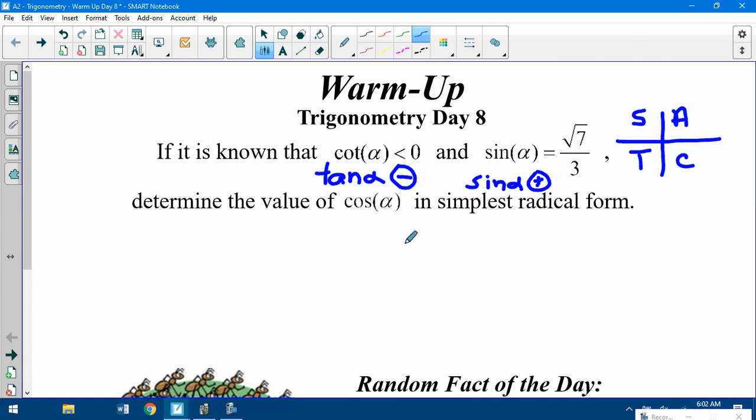And if tangent's negative, well, tangent's positive here, so if it's not positive, it's negative. That's over here. And sine is positive. That's all in the S. So we're in quadrant 2. So first step is to draw a triangle in quadrant 2.